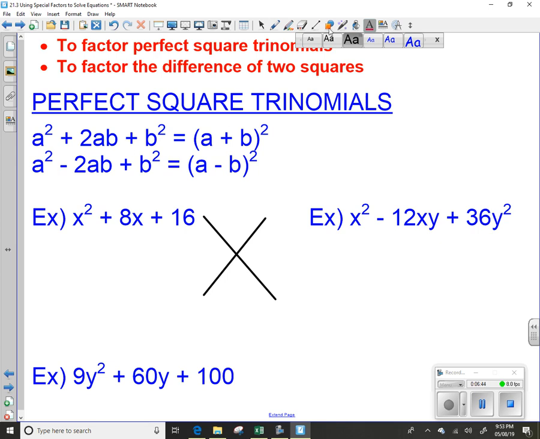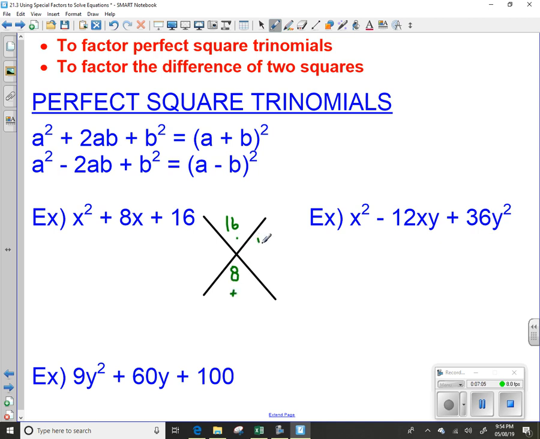Okay. But I think because the last two stations have really been focused on the X, hopefully by now you're comfortable with it. And so I would just do my X method here. I would have 1 times 16 or 16. Factors of 16 that give me the b value, which is 8. So numbers that multiply to give me 16 that add together to give me 8.